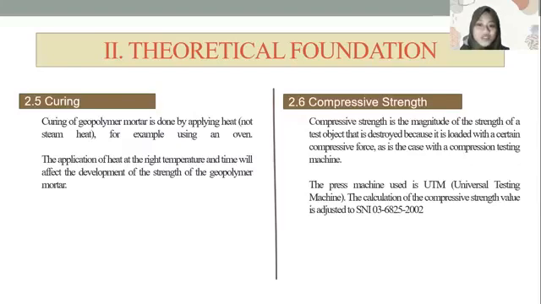And the last is compressive strength. Compressive strength is the magnitude of the strength of the test object that is destroyed because it is loaded with a certain compressive force, as is the case with a compression testing machine. The machine used is the UTM, or Universal Testing Machine. The calculation of the compressive strength value is adjusted to Indonesian National Standard SNI 03-6825-2002.